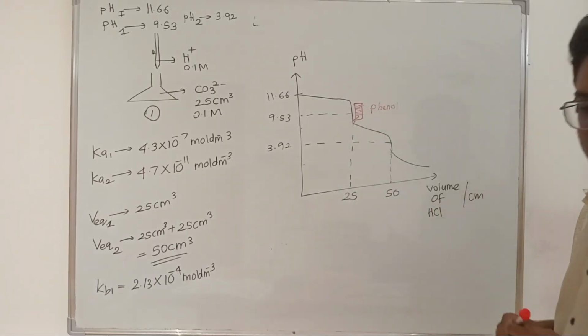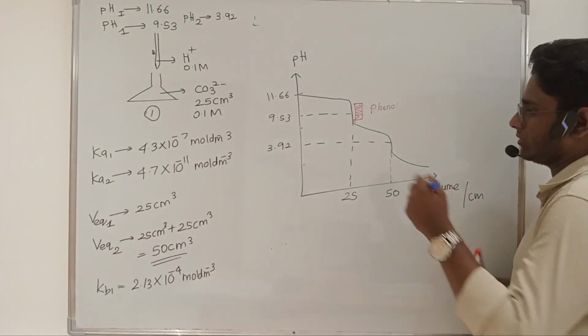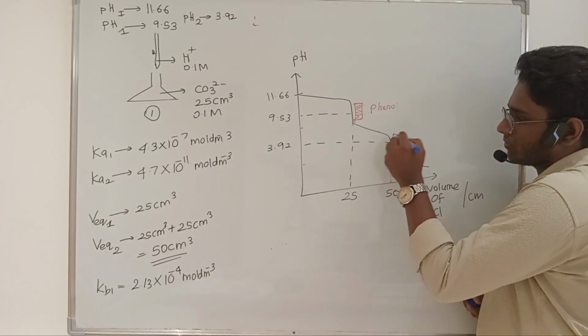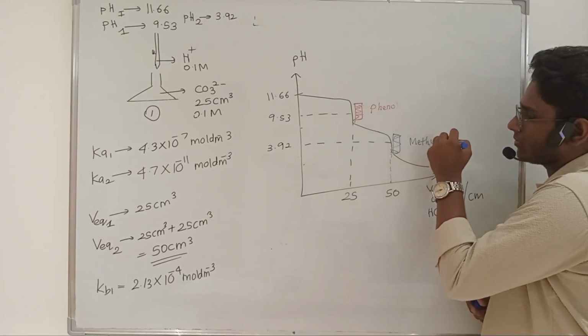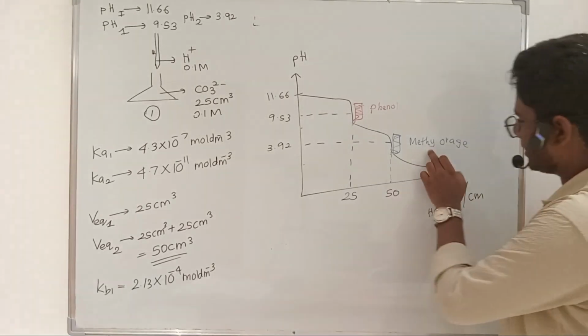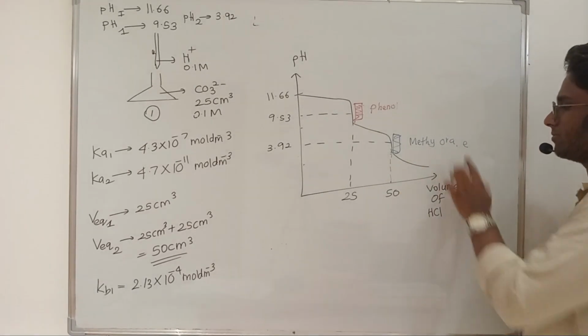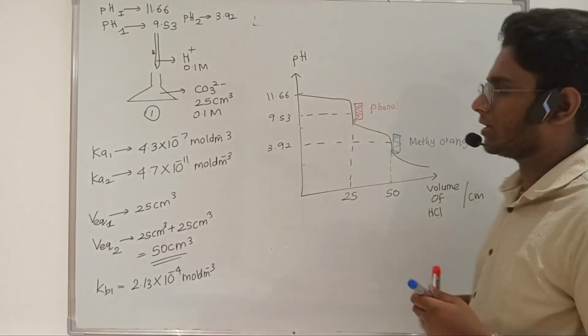What is the indicator that is used at the second equivalence point? Methyl orange, right? Methyl orange. Methyl orange, name orange, right?